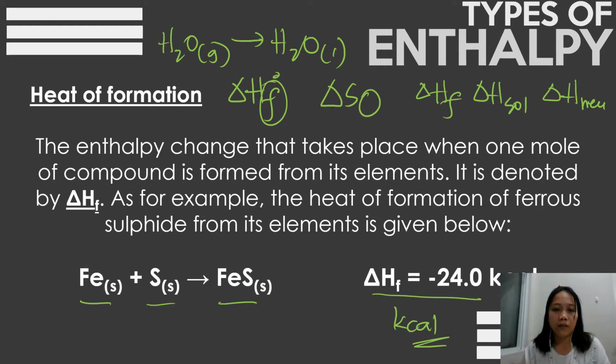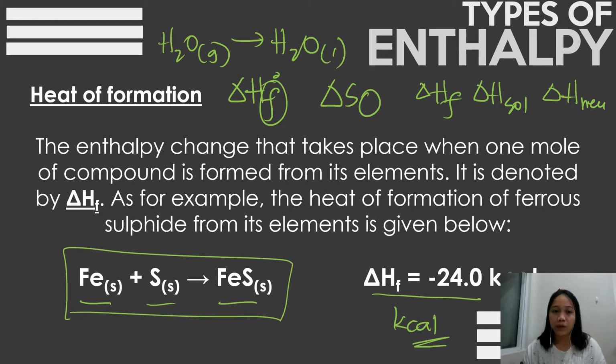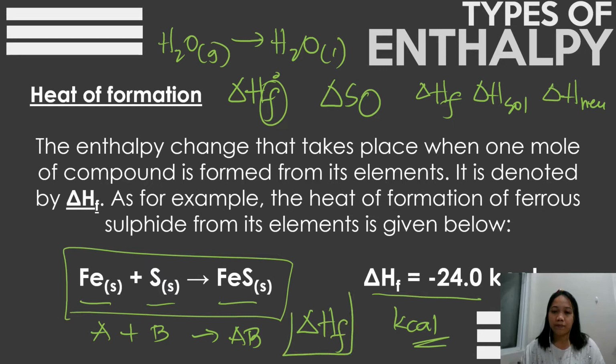Now, since it is formation, you are actually forming something. So as you can see, it's simply a combination reaction. Remember, if you have A plus B, all you have to do is to add the two, because it's a combination. So that is A plus B yields AB. That is the heat of formation. Remember, formation, that would be HF.